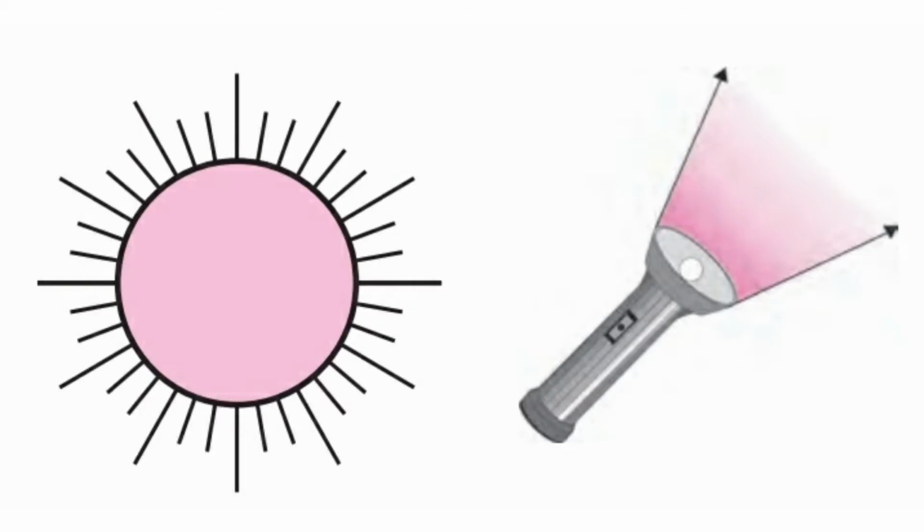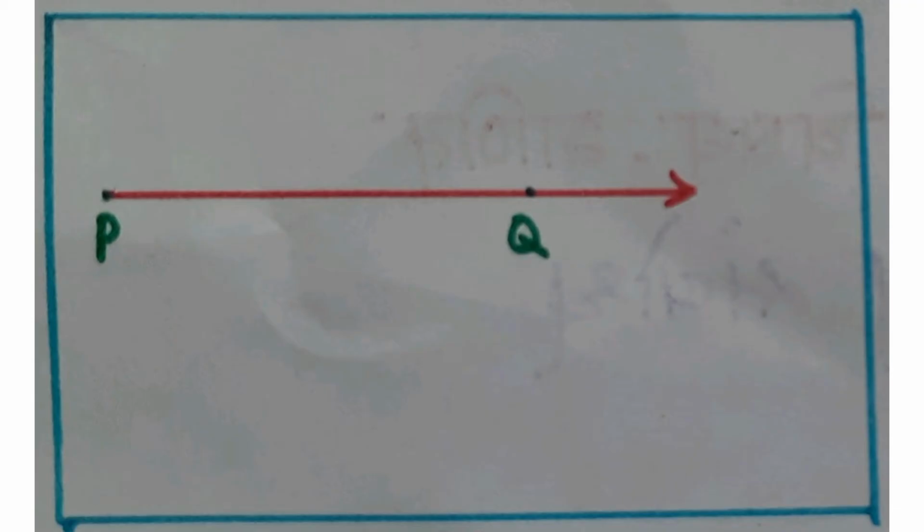Now we will learn about the rays. Look at the picture. What do you see? Rays starting from the sun go forward in all directions. Light rays from the torch also start from a point and go forward continuously in one direction. A ray is a part of a line. It starts at one point and goes forward continuously in the same direction.